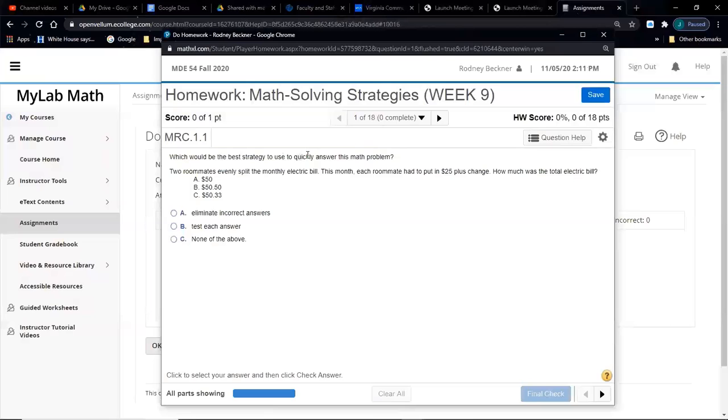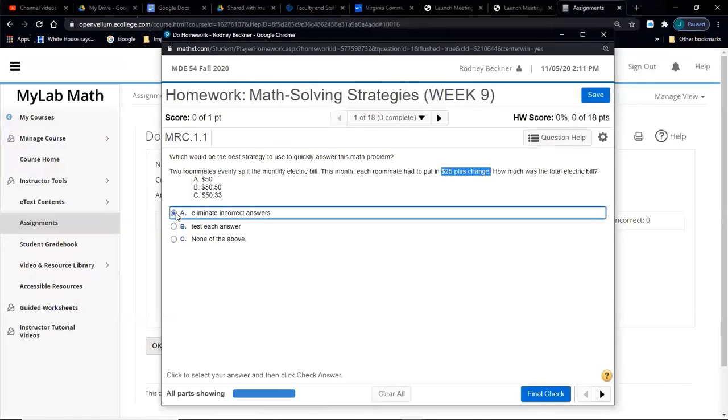Which would be the best strategy to use to quickly answer this following math problem? Two roommates evenly split the monthly electric bill. This month, each roommate has to put in $25 plus some change. That's very specific, right? How much was the total electric bill out of A, B, or C? So what would be the best strategy to use to quickly answer this? Eliminate incorrect answers, test each answer, or none of the above. Well, it's not none of the above.